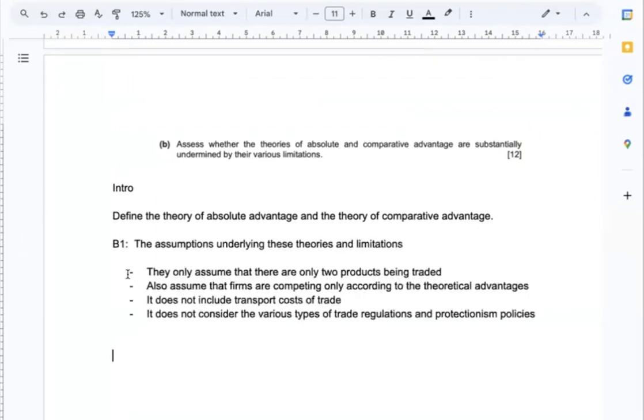First, I can explain the assumptions underlying these theories and their limitations. Like, they assume that there are only two products being traded between countries. Also, they assume that firms are competing only according to the theoretical advantages rather than other excessive loyalties or powers. And also, they do not include the transport cost of trade, which must be really high. Lastly, they do not consider the various types of trade regulations and protectionist policies that can affect the cost of trade.